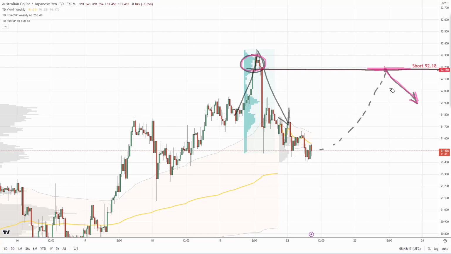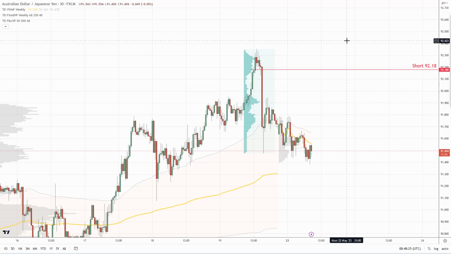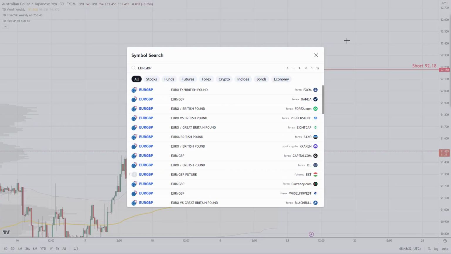All right, so that's the rejection setup. What we need to do now is just wait for the pullback to this level and take it from there. All right, so that's for that Australian dollar Japanese yen. Let me now switch over to the next trading idea, which is on Euro British Pound.